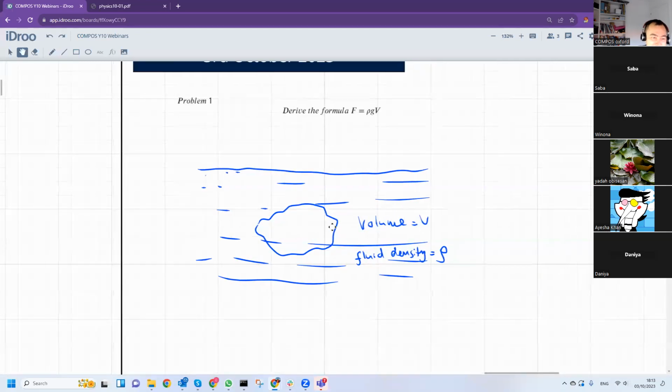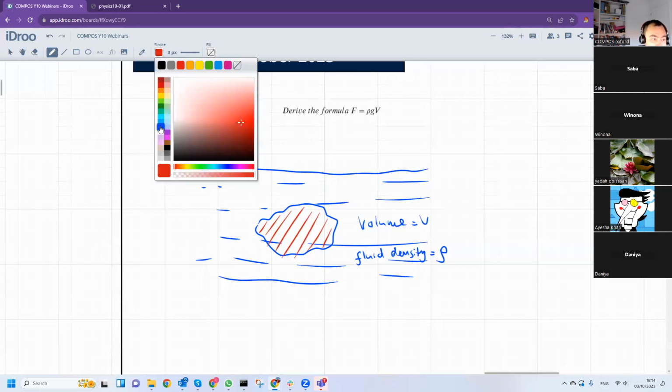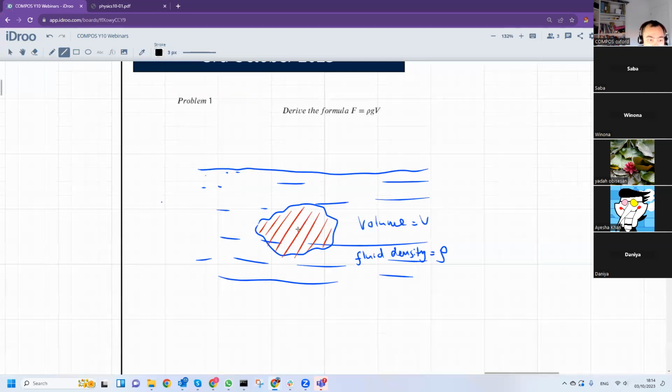So the formula F equals rho GV. You have an object suspended inside a liquid, and it takes up volume V, and the fluid density is rho. The formula gives you the upthrust. The upthrust is the force that the liquid or the fluid pushes up, and this force is the density of the liquid multiplied by the gravitational field strength and multiplied by the volume of the object. And that's important. This is the upthrust force.